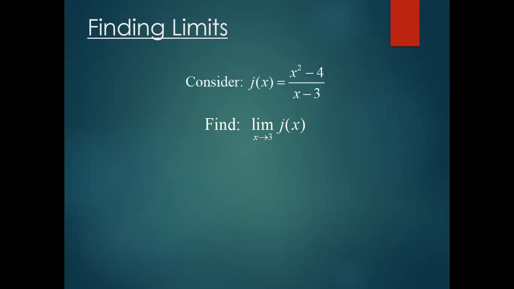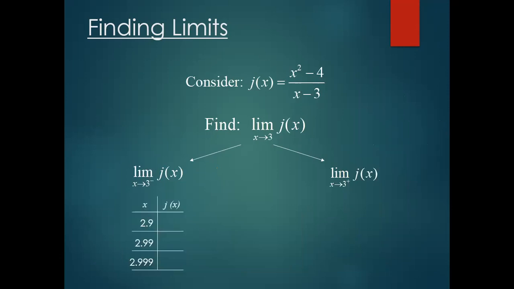So let's try this one. Let's see. If we substitute 3, it will also be undefined: x minus 3, or 3 minus 3, that's undefined. So let's try from the left and from the right. From the left first. We chose 2.9, 2.99, and 2.999. We just substitute these values here. Okay? So we substitute here.